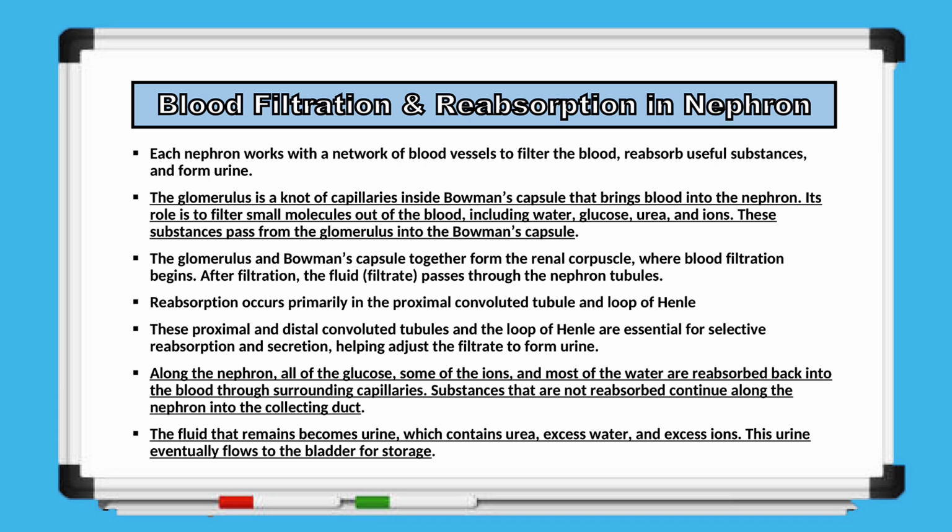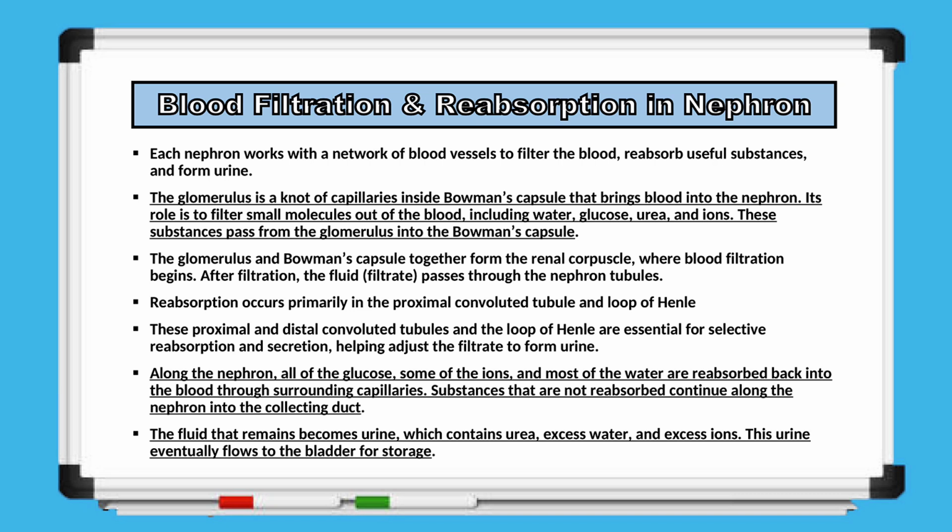After filtration, the fluid, called filtrate, moves through the nephron tubules. Reabsorption takes place mainly in the proximal convoluted tubule and the loop of Henle. These tubules, along with the distal convoluted tubule, carry out selective reabsorption and secretion, adjusting the filtrate as it moves along the nephron to form urine. During this process, all of the glucose, some of the ions, and most of the water are reabsorbed back into the blood through the surrounding capillaries.